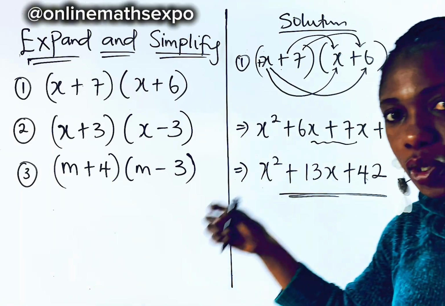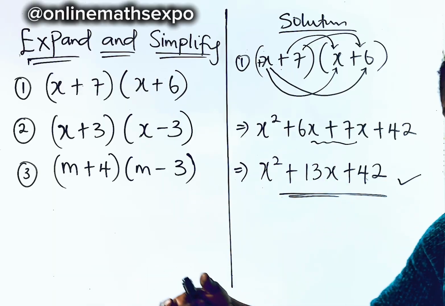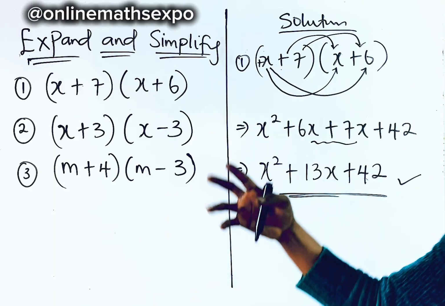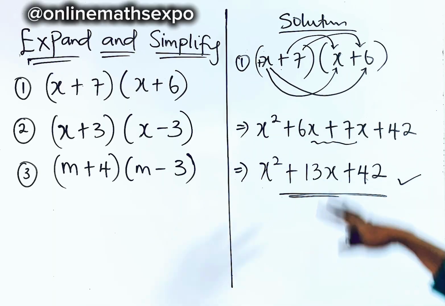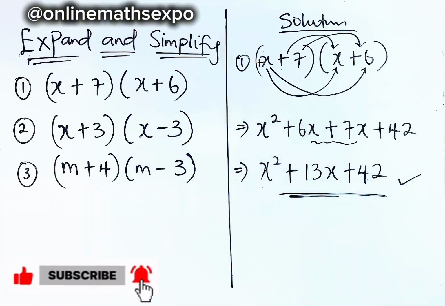And you are not supposed to solve for x values. This is not an equation. We shall get to the equation, and when we get there, we get the values of x. Now, having understood this, let's take the second question.